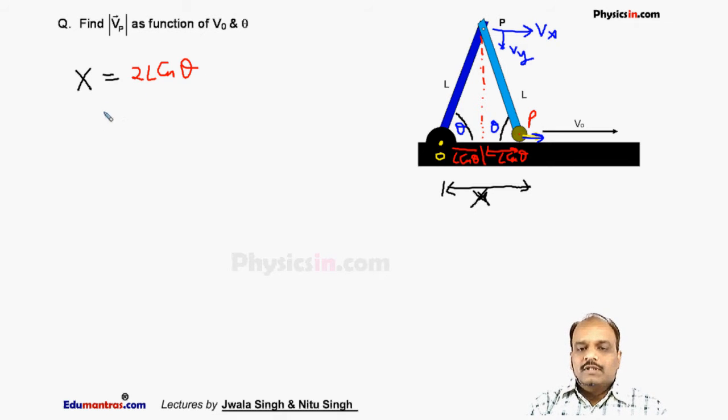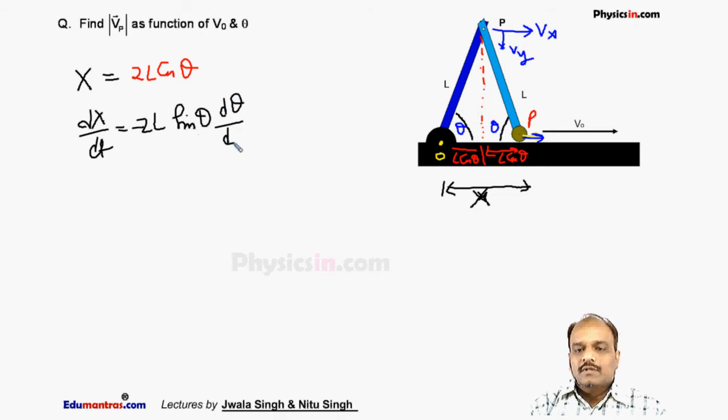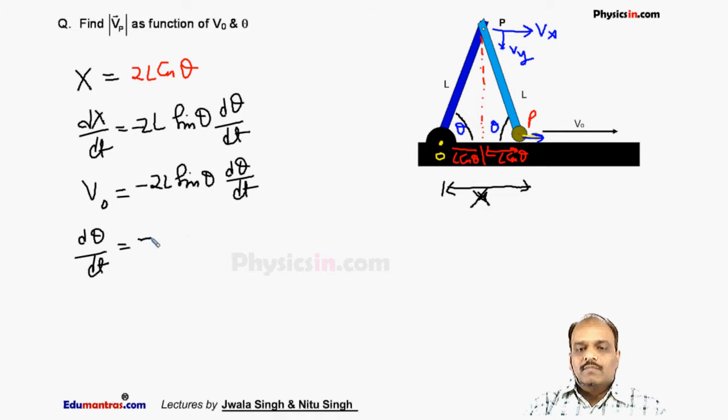Now if I differentiate this, we get dx by dt equal to 2L cos theta differentiated, and the differentiation of cos theta is minus sine theta into d theta by dt. As we know, dx by dt is actually v naught. So I will write v naught equal to minus 2L sine theta into d theta by dt. So from here d theta by dt is equal to minus v naught by 2L sine theta. This is our first relation.